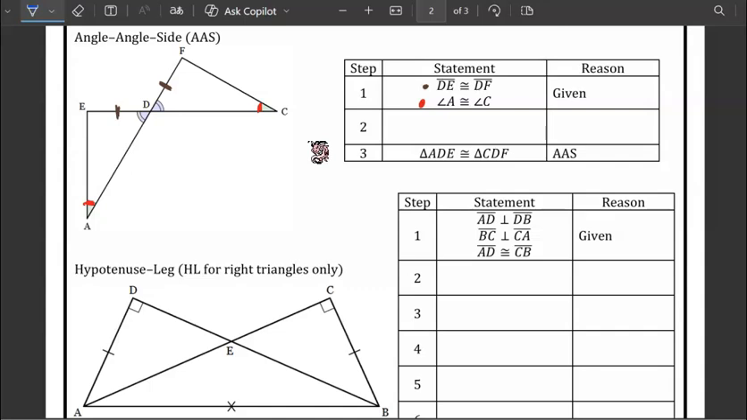angle EDA is congruent to angle FDC because they are vertical angles, so they are congruent. And then we can conclude that triangle ADE is congruent to triangle CDF from angle, angle, side. We have two angles and then a side for both triangles so that they are congruent.